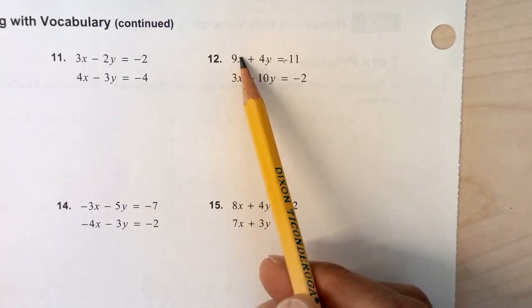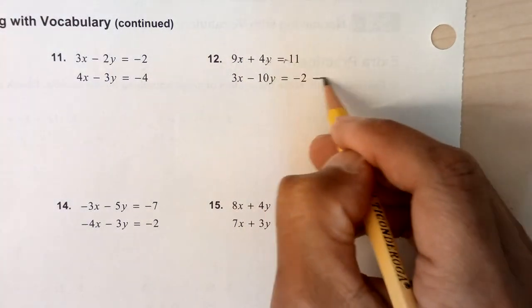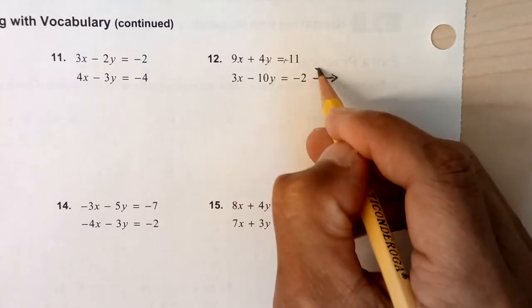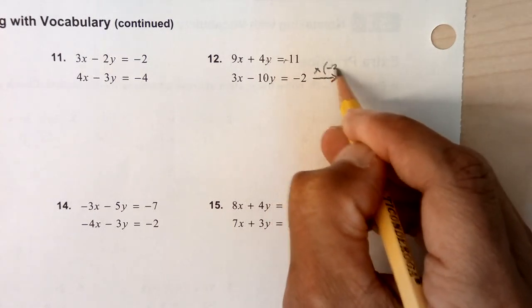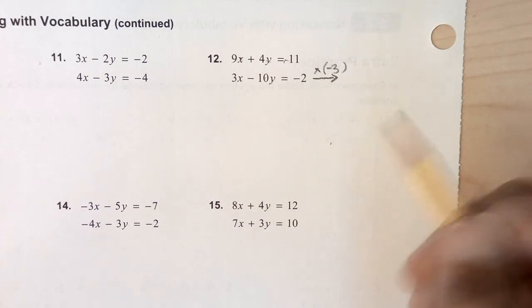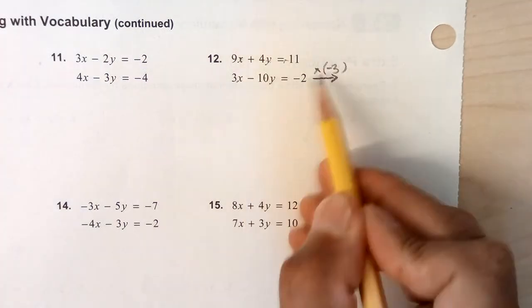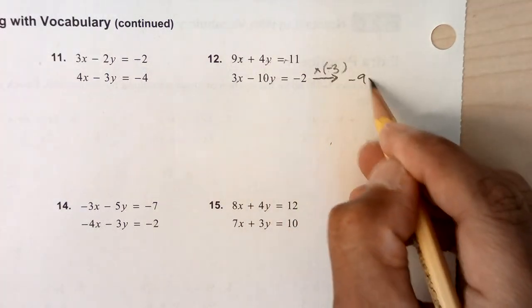9x is in the first equation. The opposite of that is negative 9x. So I can take the entire second equation and multiply it by negative 3, which means multiply every single part by negative 3. I'm still using the rules of equations: whatever you do to one side, you have to do to the other. So 3x times negative 3 is negative 9x.